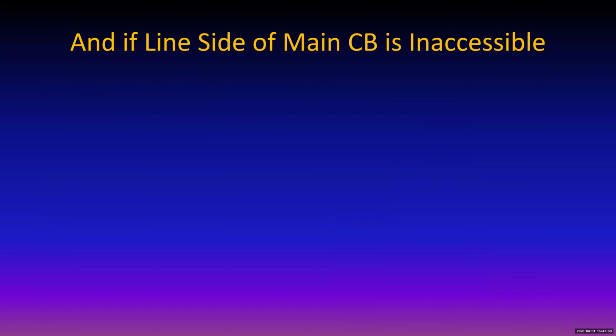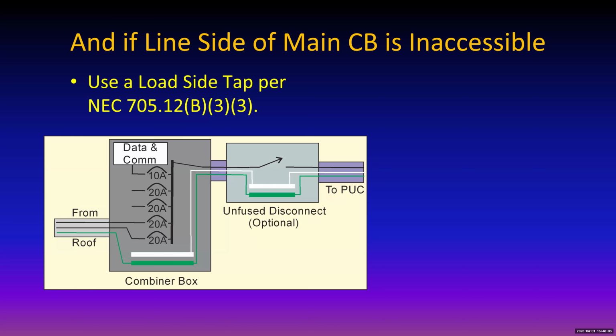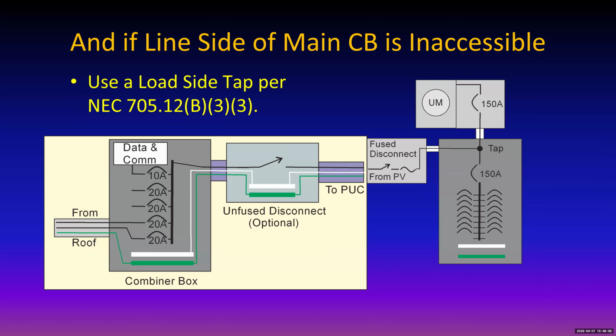If you can't get to the line side of the main circuit breaker, that's also a possibility, because sometimes it's just a bus bar between the meter and the main and distribution, the bus bar of the main panel. Then you can do this, called a load side tap. So you got your main disconnect, and then you tap between two circuit breakers. This is 705.12B33.